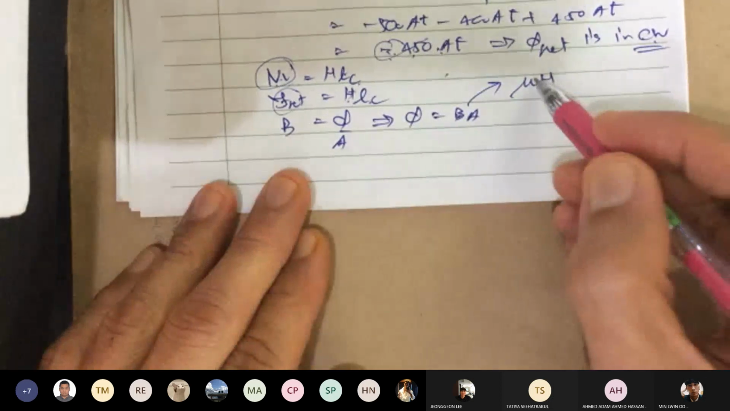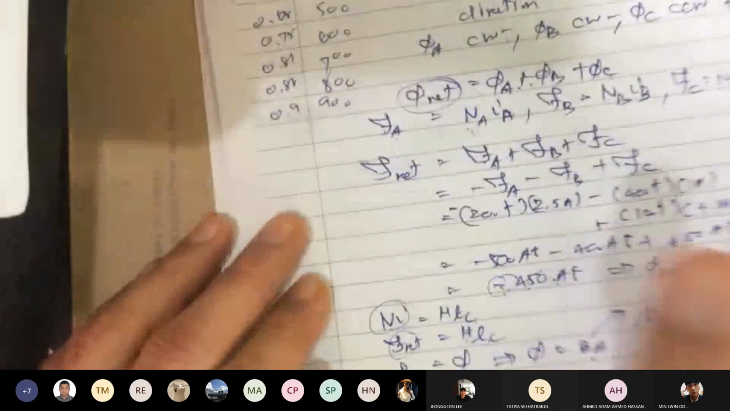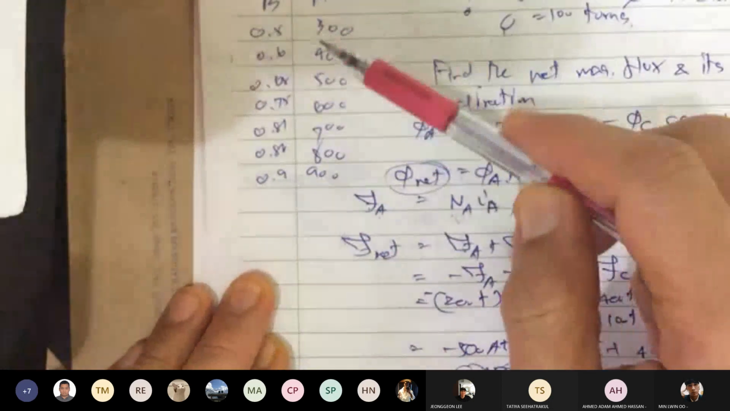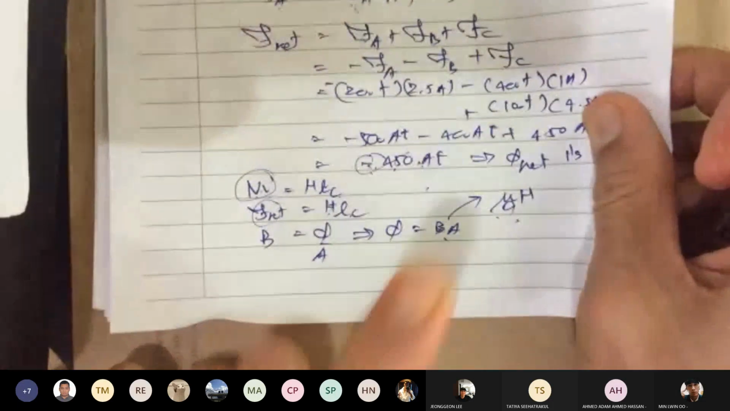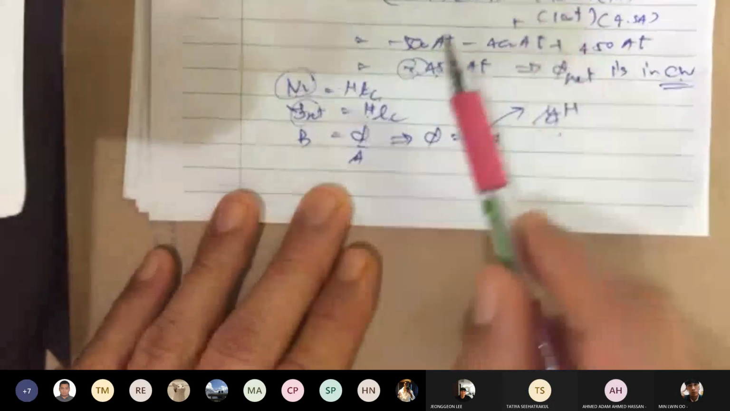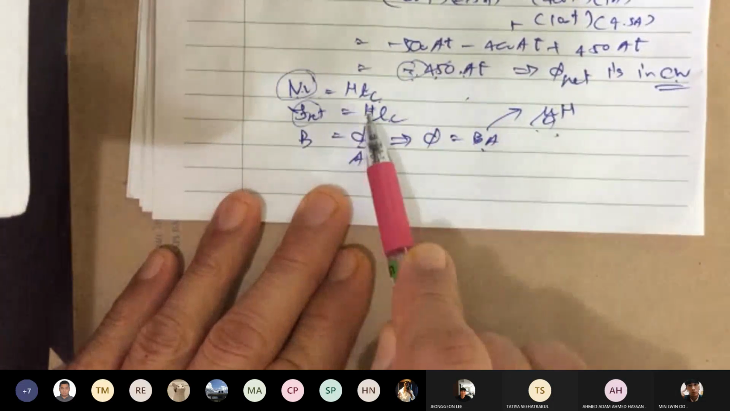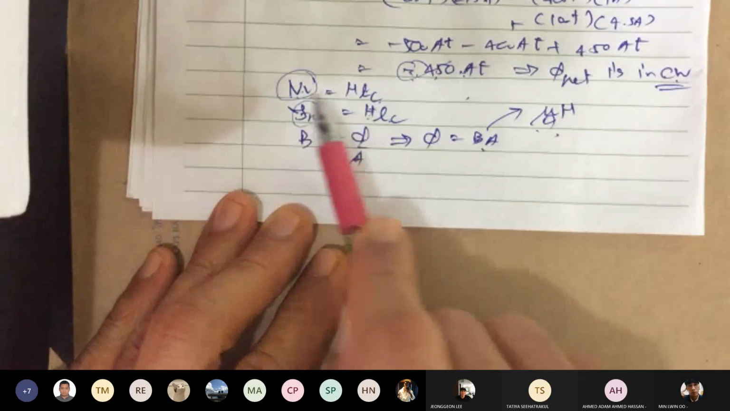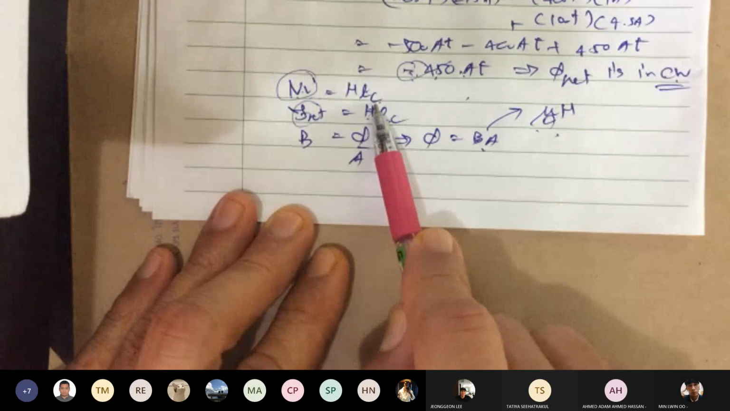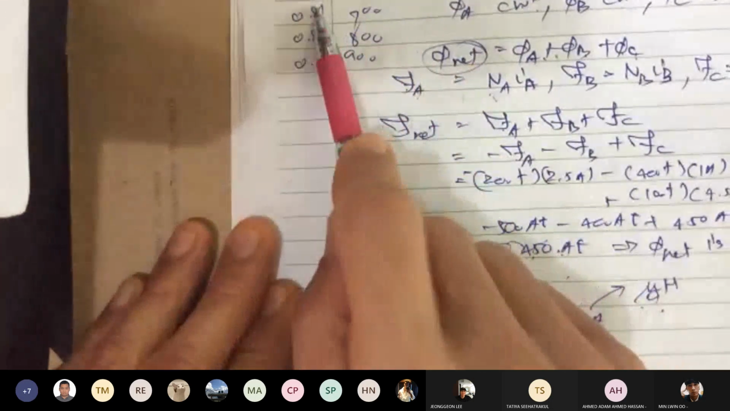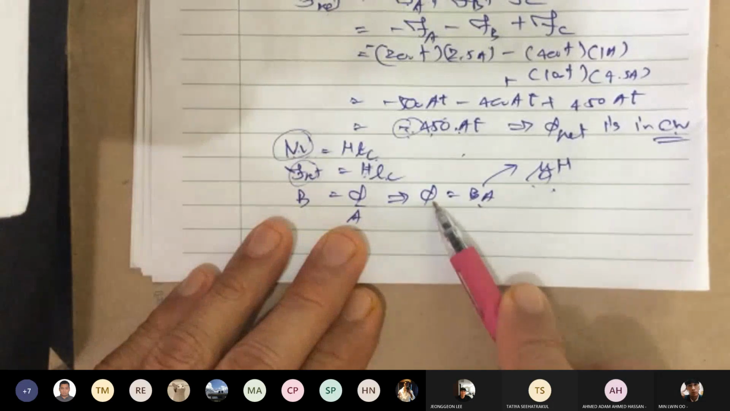But we can find B from mu H. But in this problem, we don't know mu. However, we have this table. If I know H, I can find B. If I know B, I can find phi. So here, we know the net magnetomotive force, 450. Use that to find H from this equation, starting from Ampere's law. And once you get H, locate it on the table and find B. Once you got B, multiply it by the area, you get phi.